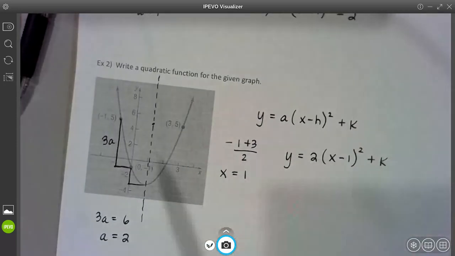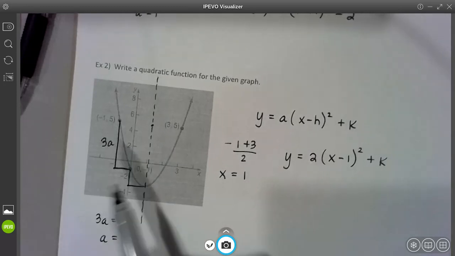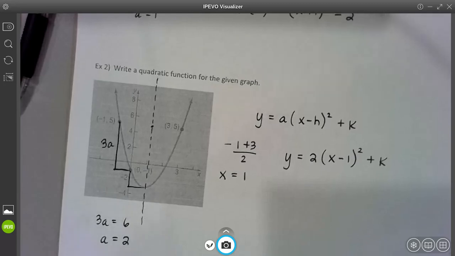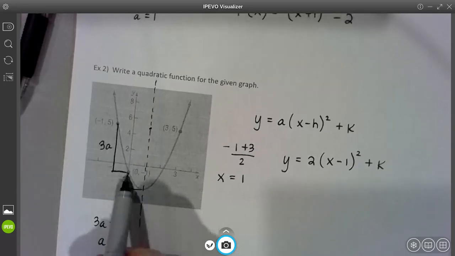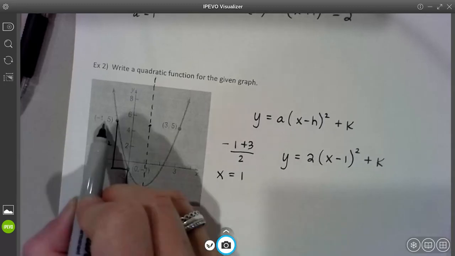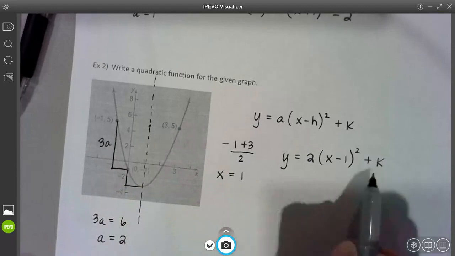So what we're going to do is, you know 1, 2, 3 points that are officially on this parabola. Pick one of them, plug them in for x and y, and we'll solve for k. I'm going with 0, -1 because it's a really easy point to plug in. I could have used this point, I could have used this point, and I could plug them in for y and x, and I'll solve for k.